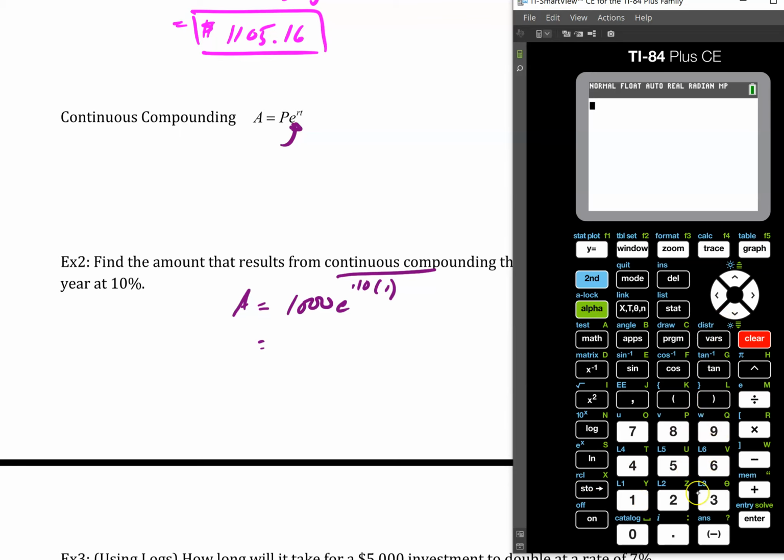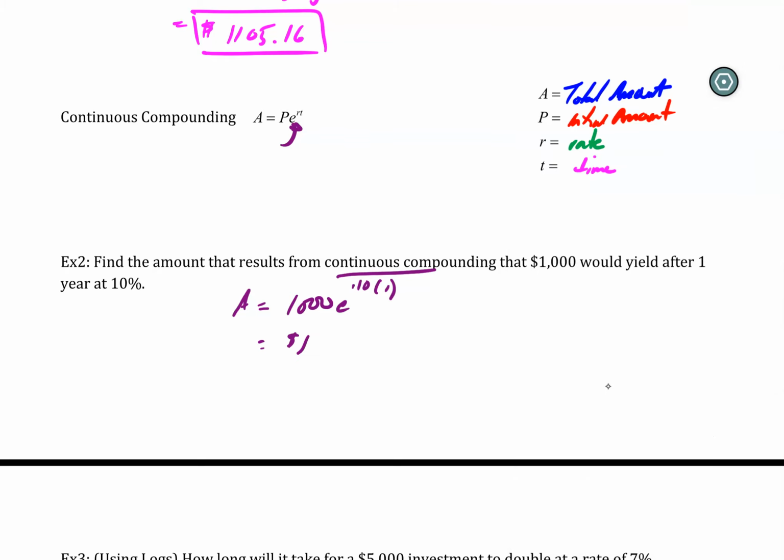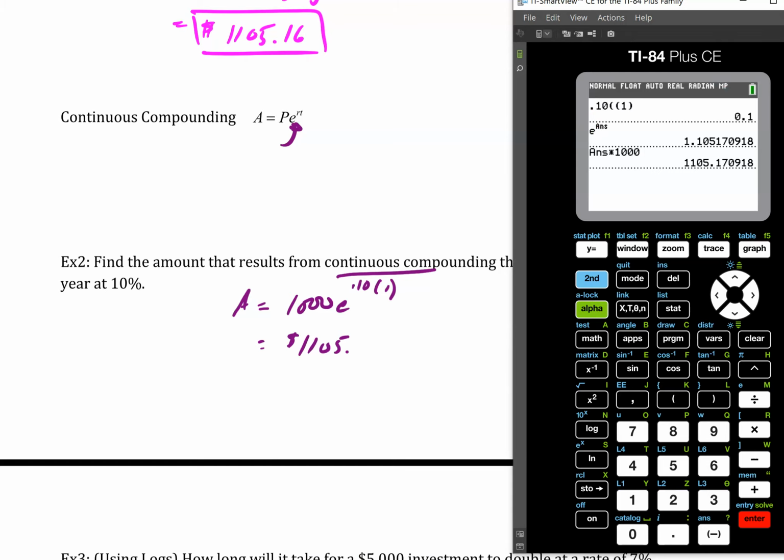I'm not a big fan of that. When I type it in, I actually do it in parts. So I do the exponent portion, which in this case is just times 1, right? I hit enter, then I take the E, which is the second divide sign, and raise it to the answer I just got. Then I multiply that by the principal, which in this case is 1,000, and then I have my answer. As you can see, it is 1105 and 17 cents.